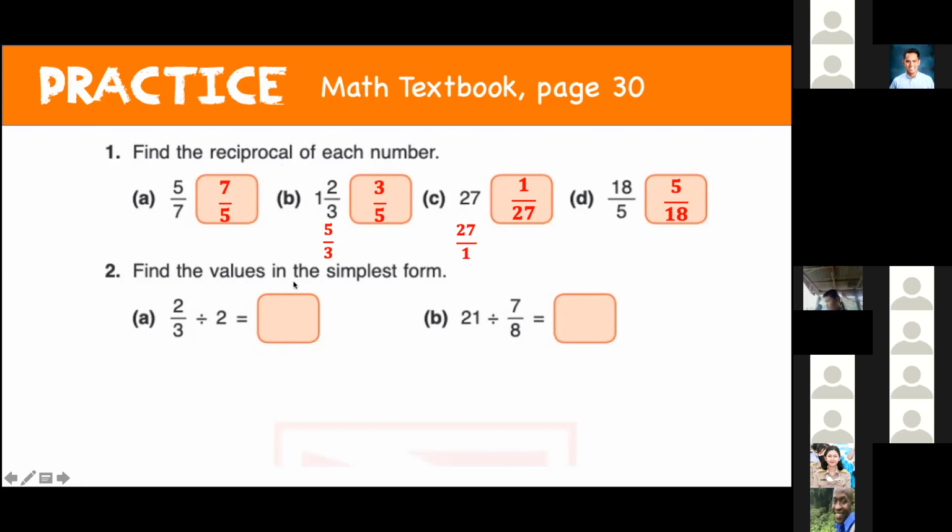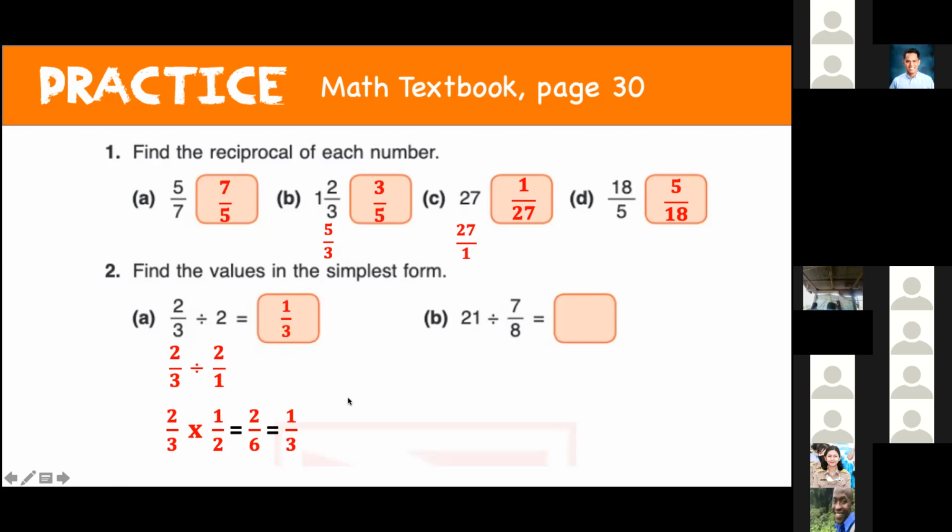Now let's go to number 2. Find the values in the simplest form. So we will divide now. 2/3 divided by 2. So you will write 2/3 divided by 2 over 1. Then you change the 2 to 1/2: 2/3 times 1/2. Okay? So you look at that. 2 times 1 is 2. 3 times 2 is 6. 2/6, you can simplify. 2 divided by 2 is 1. 6 divided by 2 is 3. So the answer is 1/3.